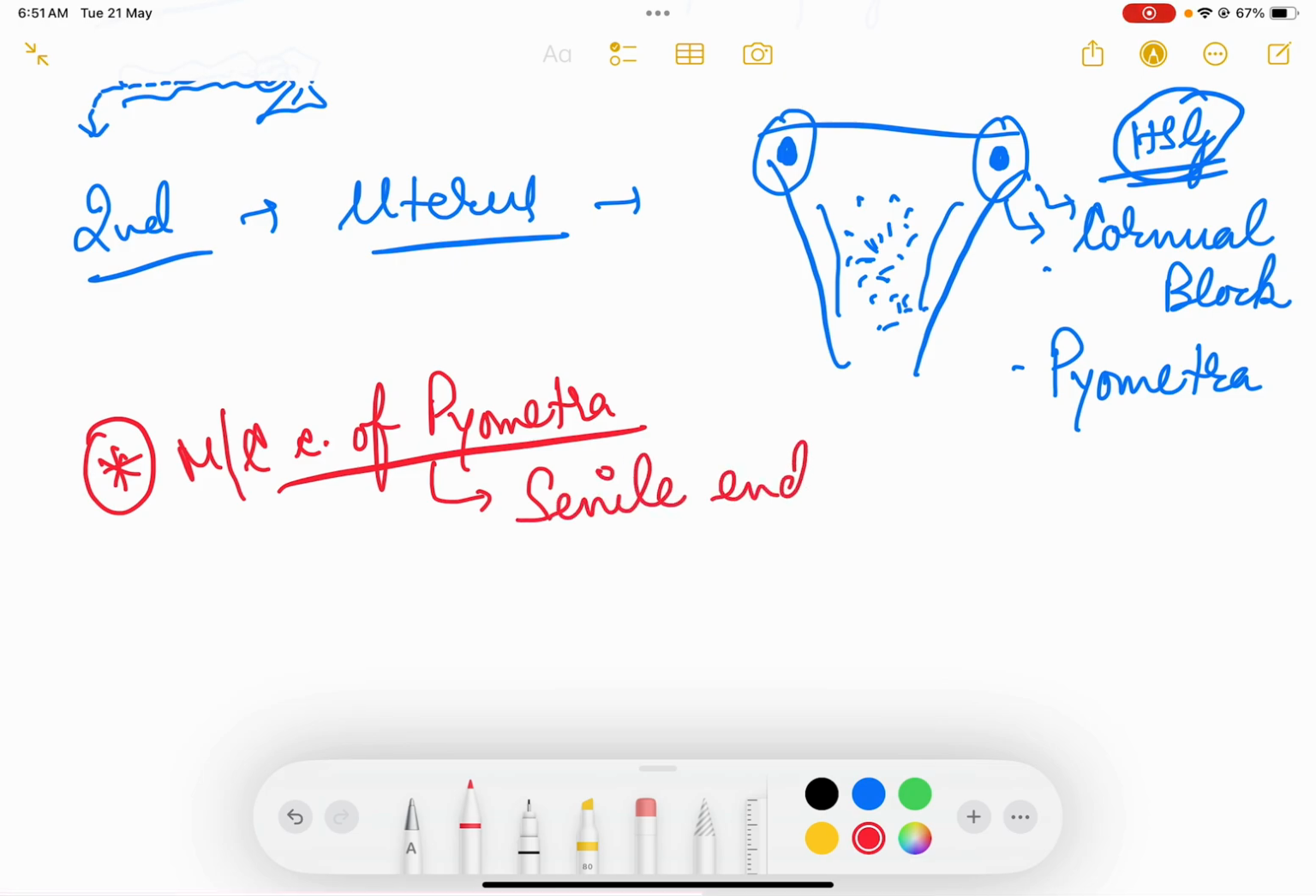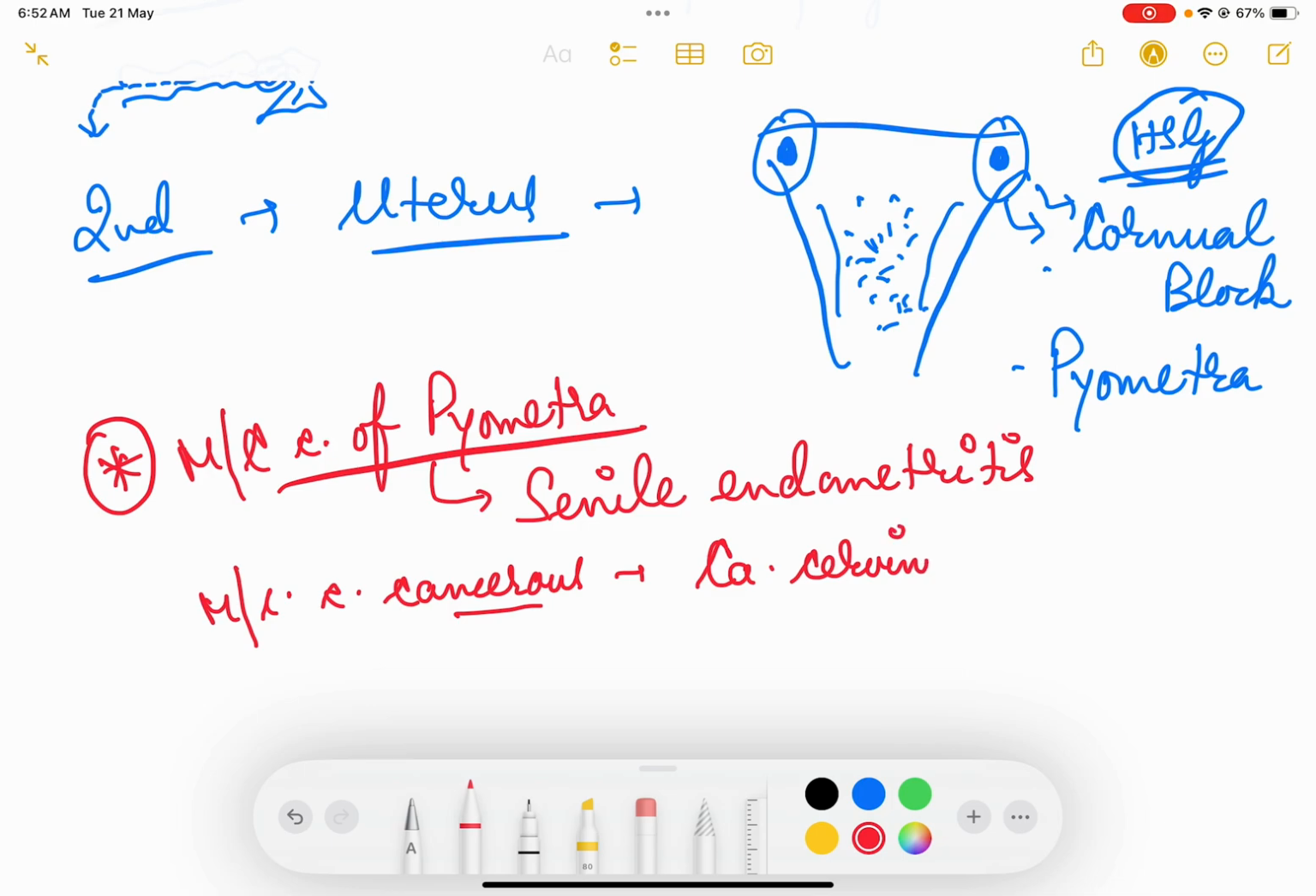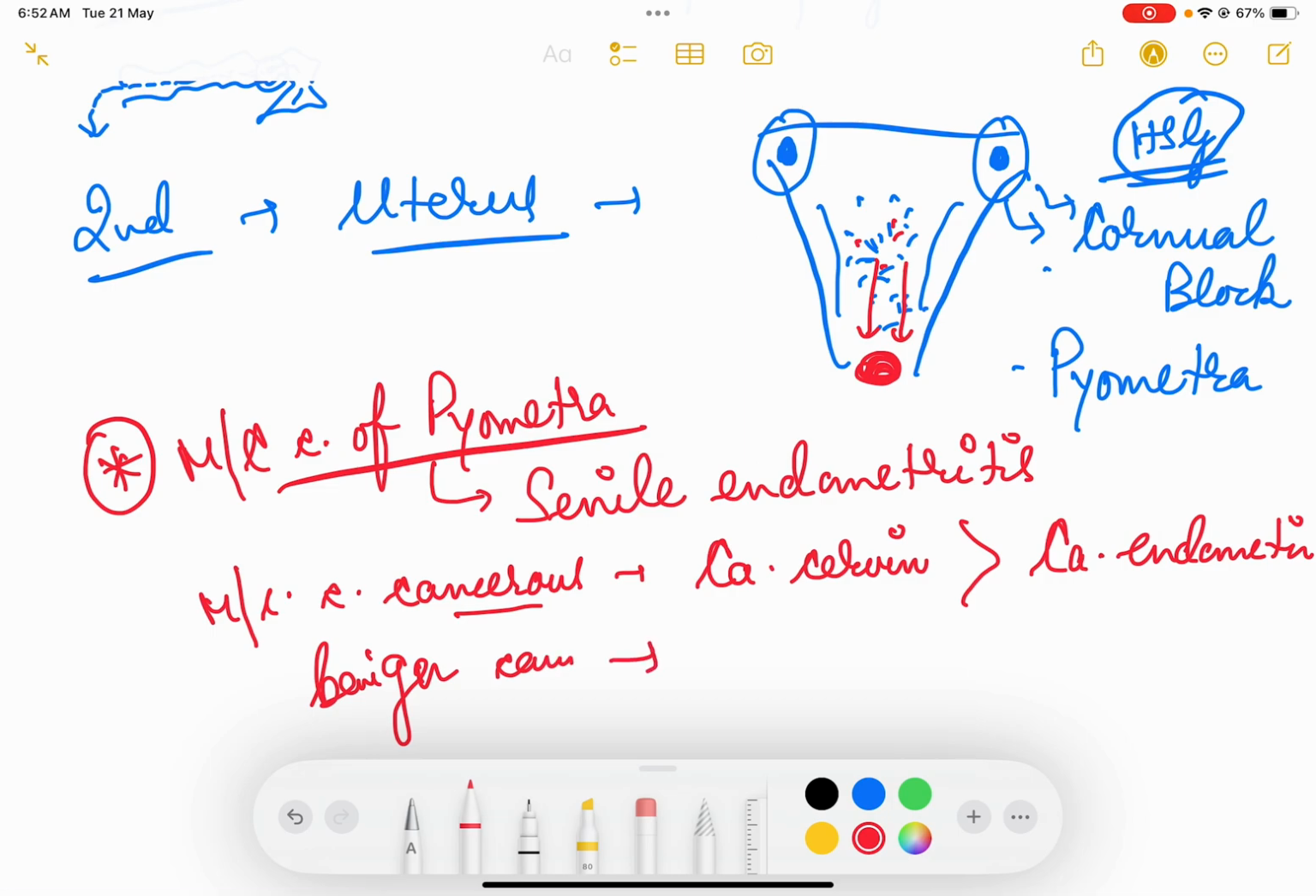So it is senile endometritis. In old women, there is infection of the endometrium, and that infection can lead to pyometra. That is the most common cause. But the most common cancerous cause of pyometra is carcinoma cervix. Carcinoma cervix will obstruct and block the outlet, so there will not be any drainage of physiological fluid, so there will be pus formation, followed by carcinoma endometrium, which will also lead to pus formation. And the most common benign cause of pyometra will be senile endometritis, followed by genital tuberculosis. Okay, so these are important.